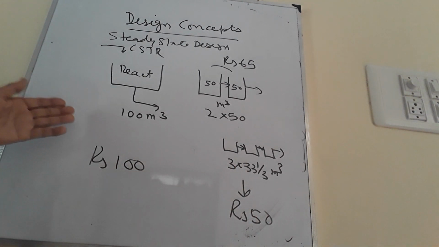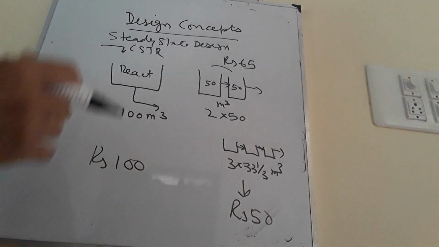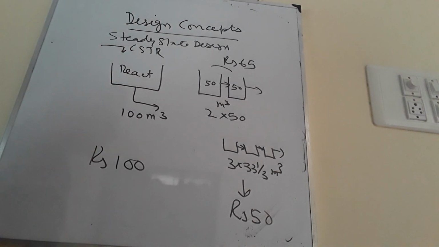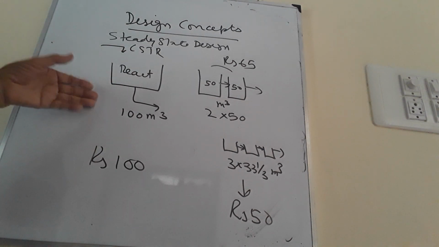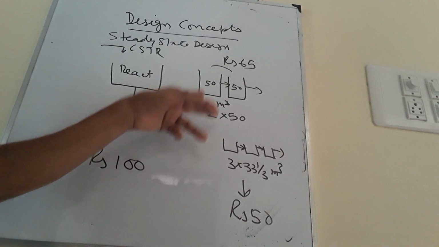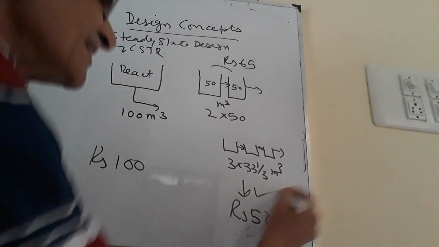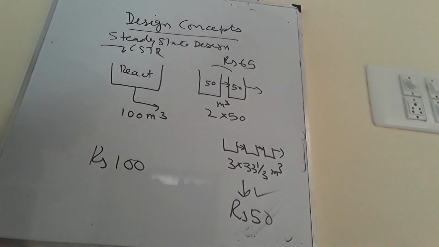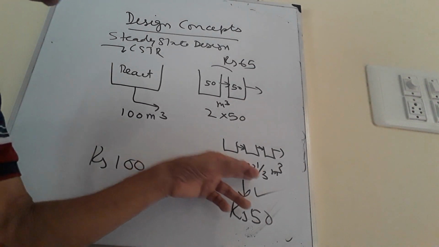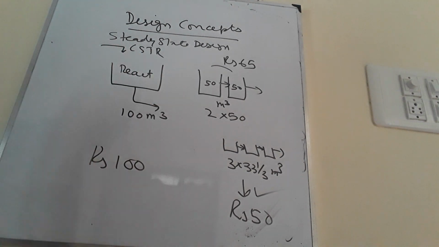Why is the big one costly? Bigger reactor means labor is involved, folding, welding, everything. Therefore, the cost of this reactor is very high. This is cheaper, and this is cheapest. Now, based on this steady state design, what will you choose? You choose this because it is cheapest. Therefore, based on the steady state design, I'll choose three reactors in series of volume 33 and 1 by 3 meter cube. That's what you do. This is steady state design.